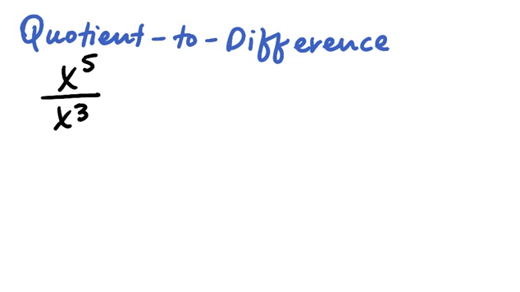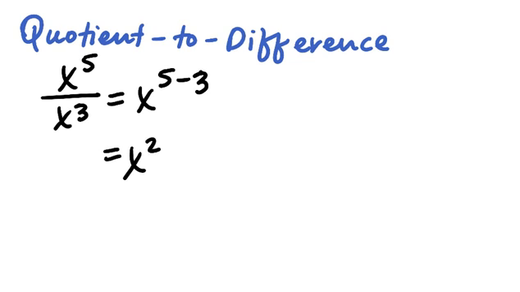Okay, next is the quotient to difference property. So we know what to do when we have x to the 5 divided by x to the 3. There would be 5 on top and 3 on bottom, and we know how to cancel factors. So all three of those would cancel because I have more on top, and I'd be left with these additional 2. Okay, so this is x to the 5 minus 3, which is x to the 2.